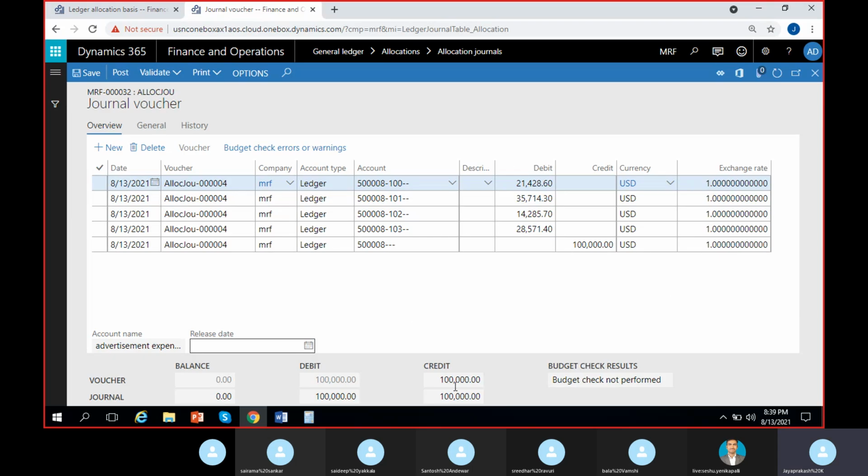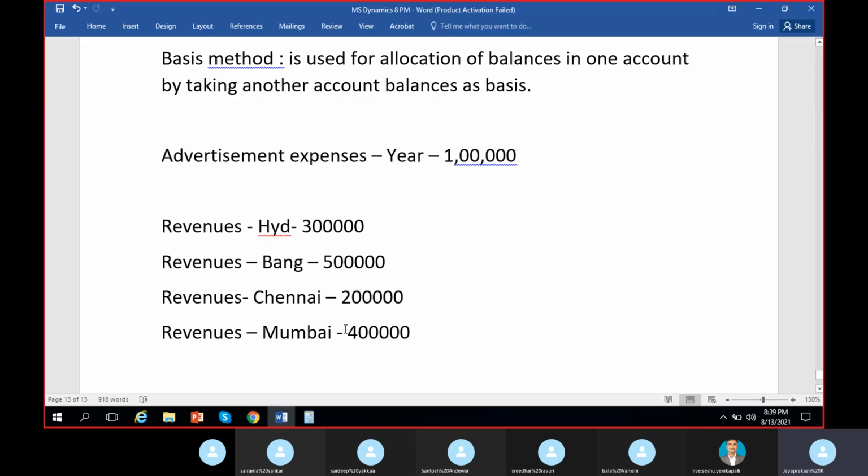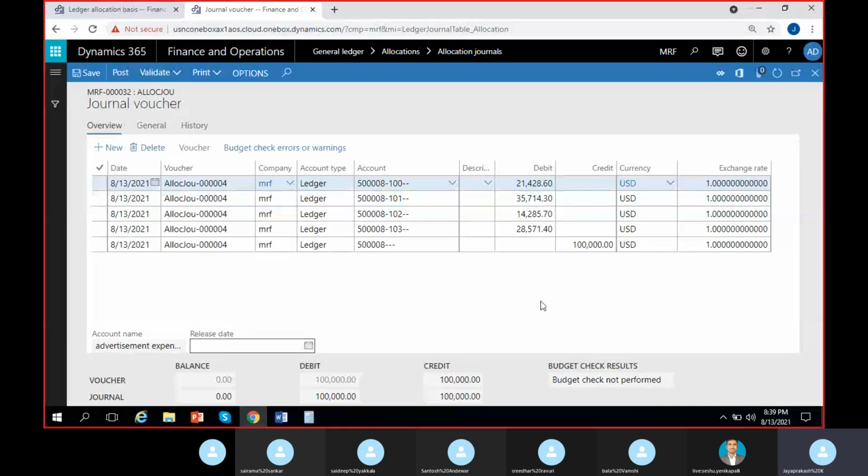So this is the whole agenda we discussed: to divide the posted advertisement expenses on the basis of revenues that are earned. On the basis of the revenue ratio that we have earned, the 1 lakh amount is being divided. Clear, guys? Configuration as well as the result.